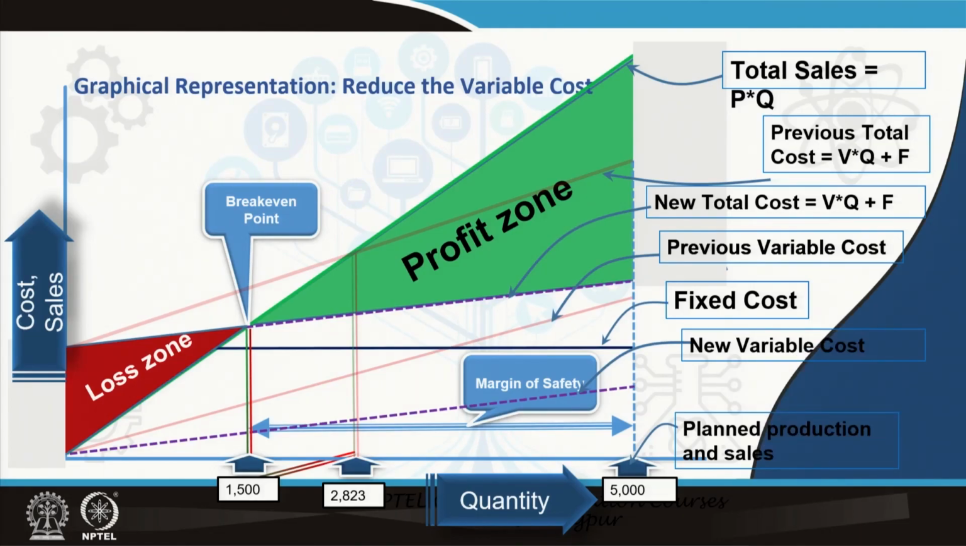On the contrary, if the variable cost goes up, the break even point will move rightward, because the slope of the cost curve is going to go up and it is going to touch the sales line much beyond that point.